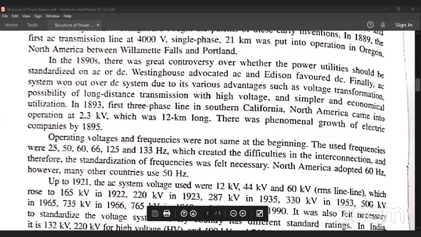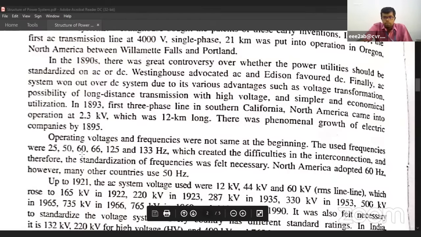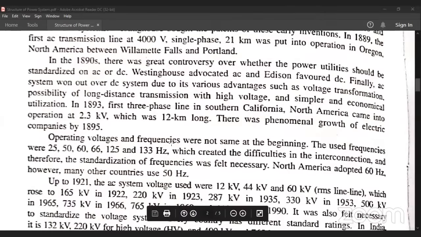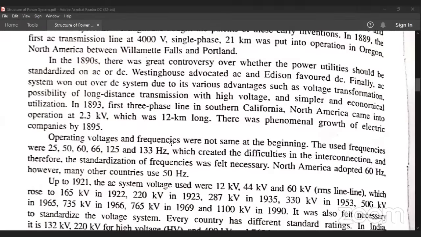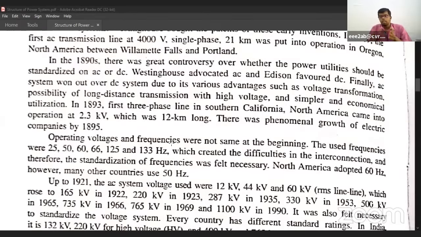We fall under 230 volt 50 hertz single phase, or 440 volts 50 hertz three phase. While writing, you have to write 230 volt 50 hertz single phase AC supply, and 440 volt 50 hertz three phase AC supply. In some other foreign countries they are adopting 60 hertz 110 volts, or 60 hertz 230 volts. The majority follow 110 volts, 60 hertz.